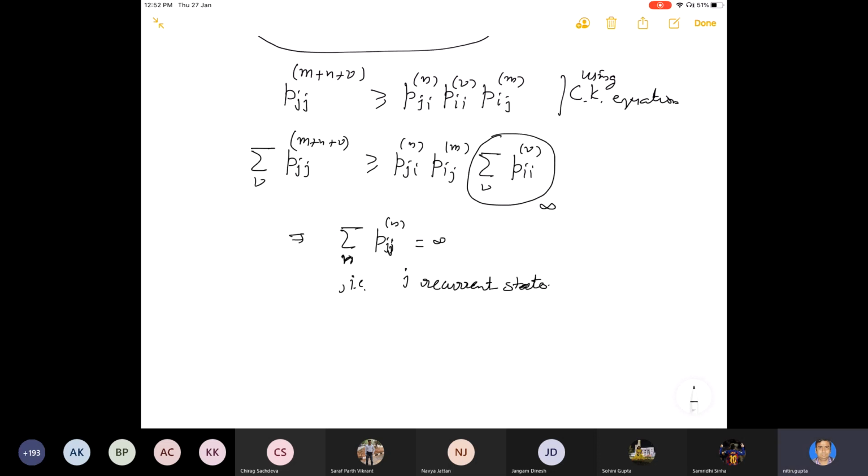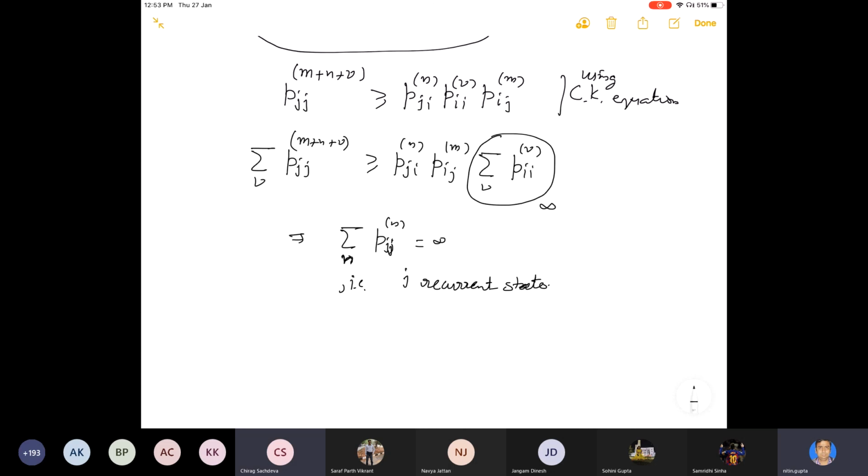Okay, so let us stop here. Next time we will show that if two states communicate and one is transient, the other will be transient, and some other properties we will show. Any question till now?